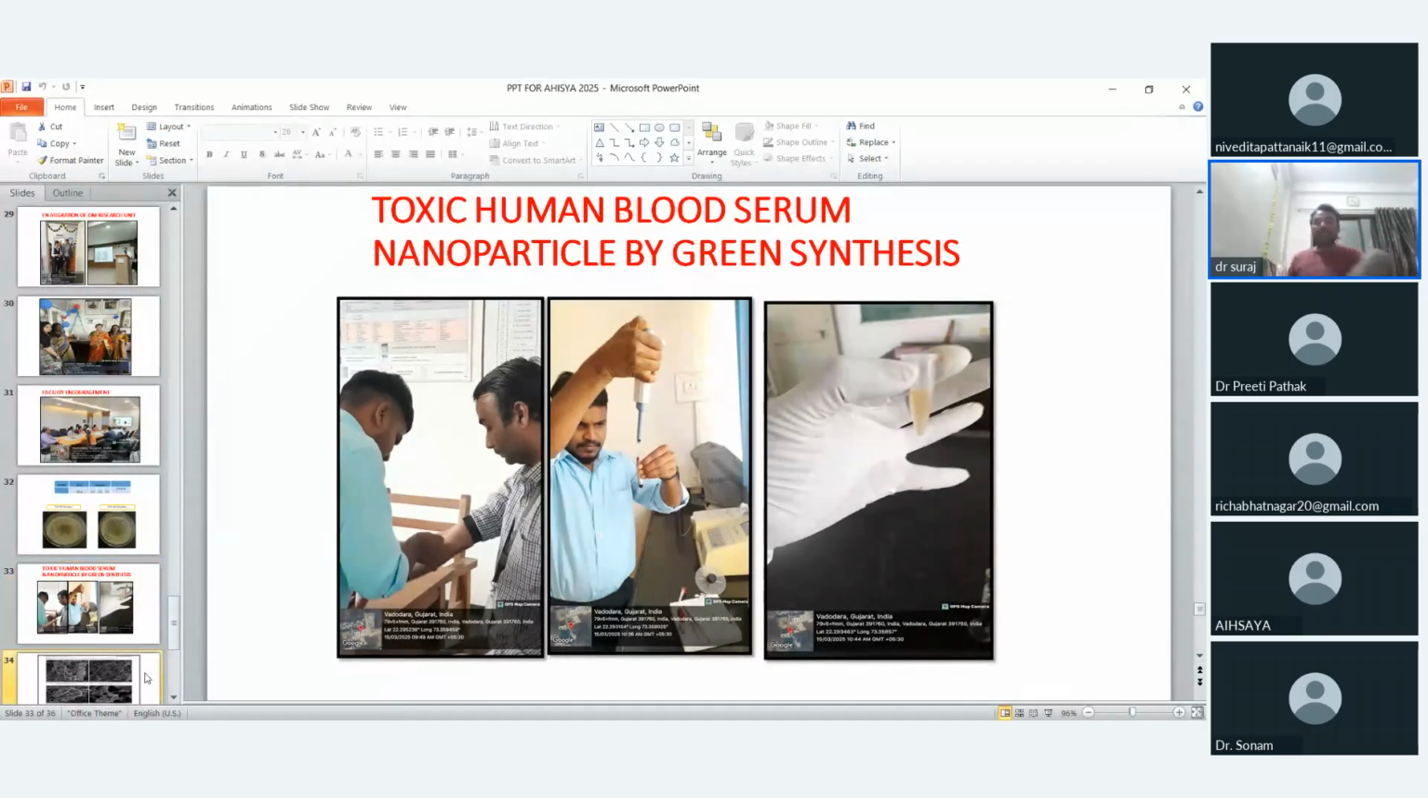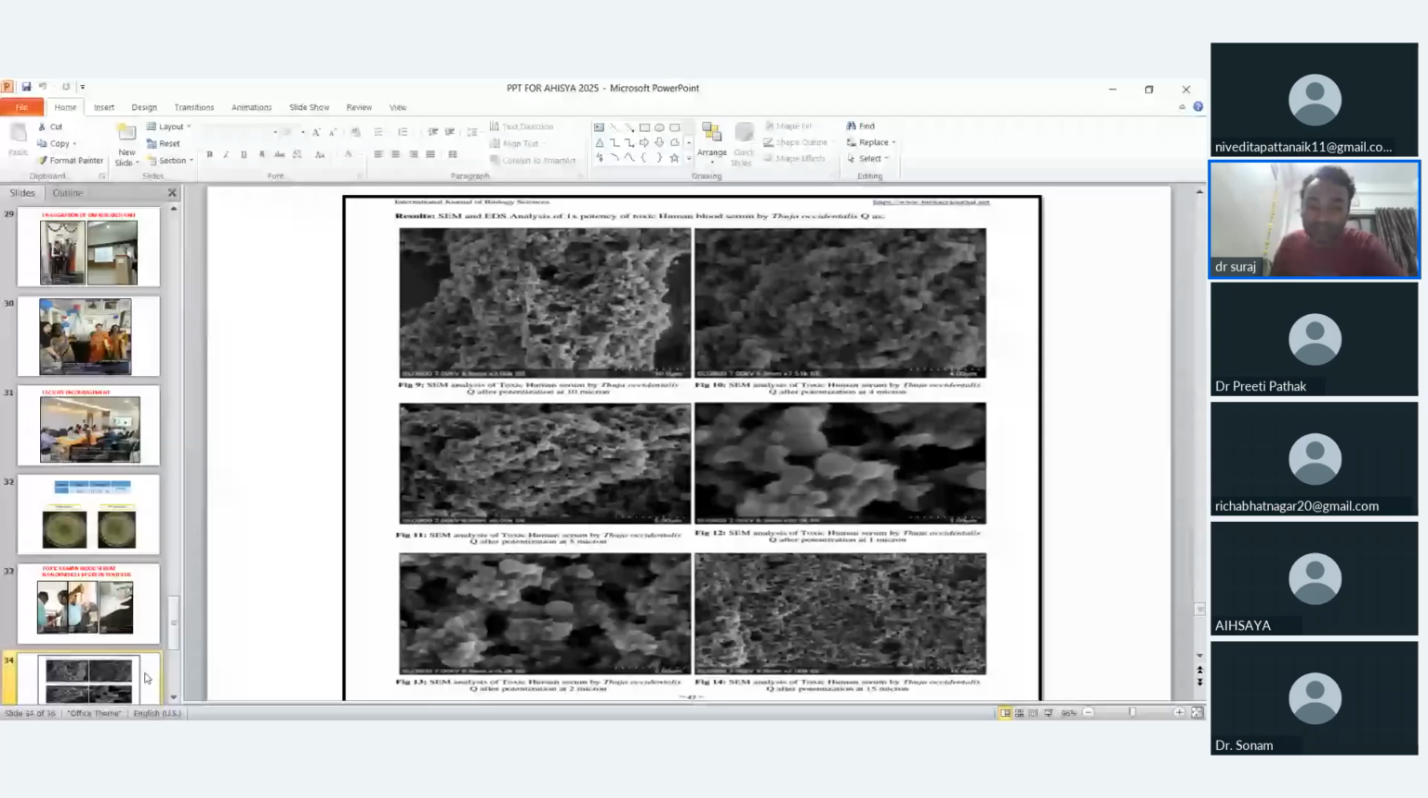Now you can see these are the nanostructures, nanoparticles, which are prepared by toxic human blood serum because we mix alcohol in the blood. So this is a toxic human blood, and the main vehicle is the Thuja occidentalis mother tincture. So it is said to be a green revolution or the green synthesis. So you can see the different pattern of arrangement, different shape, different size, different structure of this toxic human blood serum nanoparticle with the Thuja occidentalis mother tincture in the hydroalcoholic base.